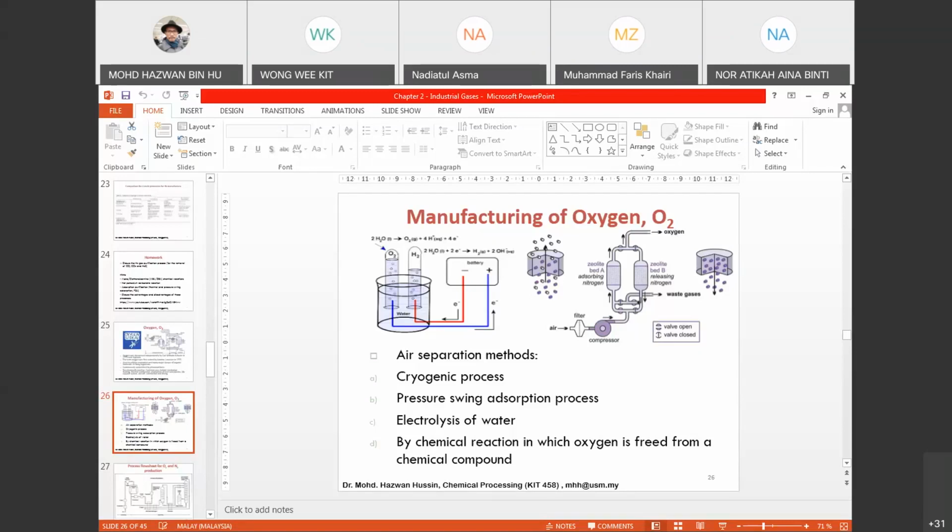It will actually pass through an adsorber or refining column that will eventually separate the different types of gas. You can also use pressure swing adsorption, PSA, again using an adsorber like zeolite. You can also produce oxygen gas from the electrolysis of water, the same as the production of hydrogen gas. And you can also produce oxygen by chemical reaction, where oxygen is freed from a chemical compound.